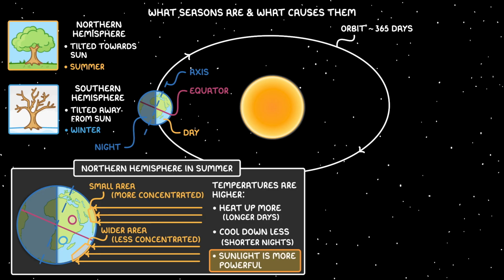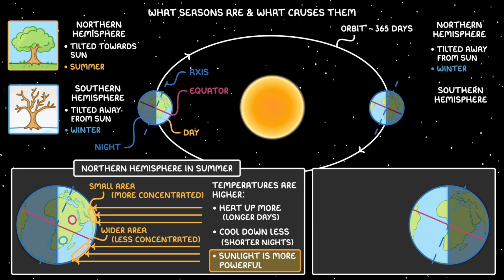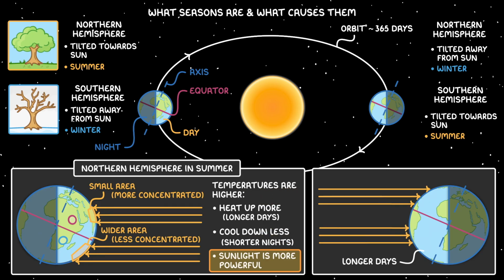So now, to complete the explanation, let's follow our Earth as it orbits to the other side of the Sun, and you can see how everything gets reversed. The northern hemisphere is now tilted away from the Sun, so is experiencing winter, and the southern hemisphere is tilted towards the sun, so is experiencing summer. So then, as you'd expect, it's now the southern hemisphere that's experiencing longer days. And if we add on our light rays, you can now see how the northern hemisphere sunlight is a lot less concentrated than the sunlight in the southern hemisphere as well.